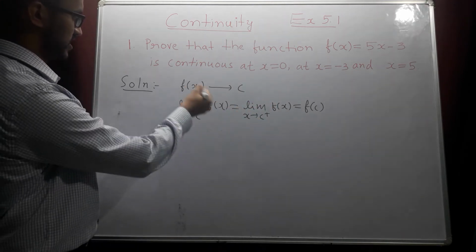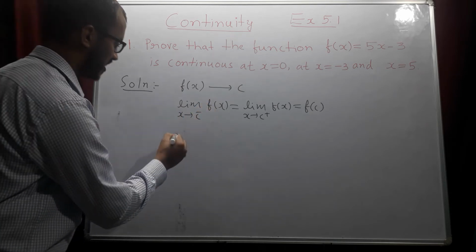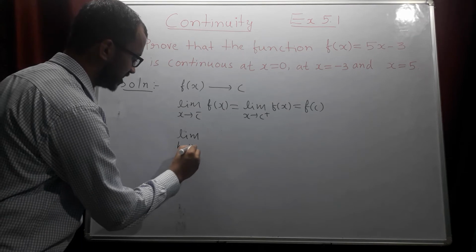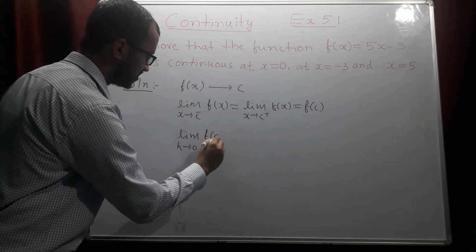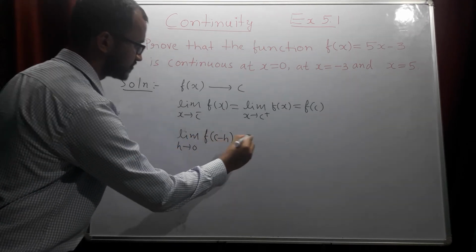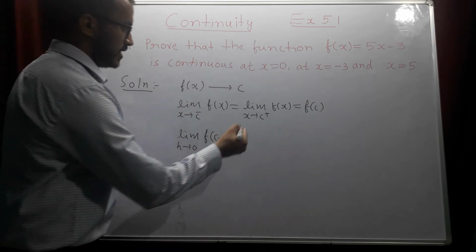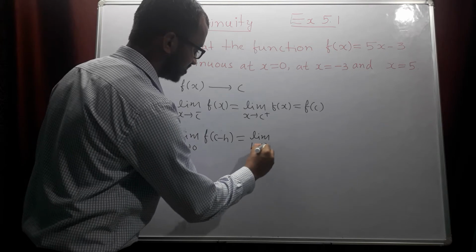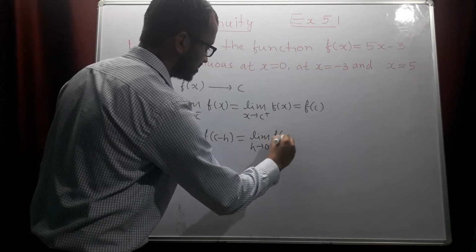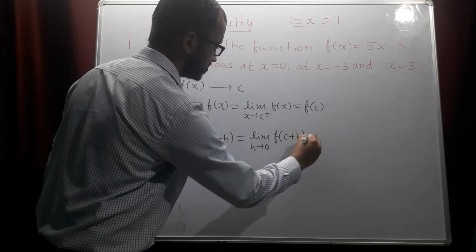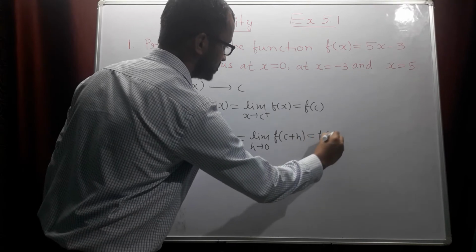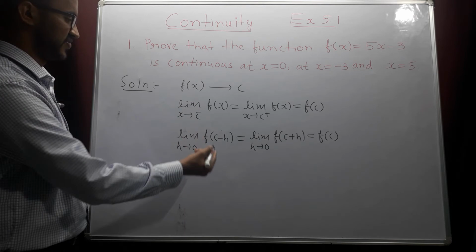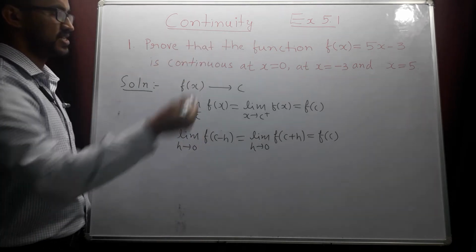Again, the left hand limit can be written as limit h tends to 0 f of c minus h. The right hand limit can be written as limit h tends to 0 f of c plus h, and that is equal to f of c. So we can use either of these two definitions to solve the given problem.